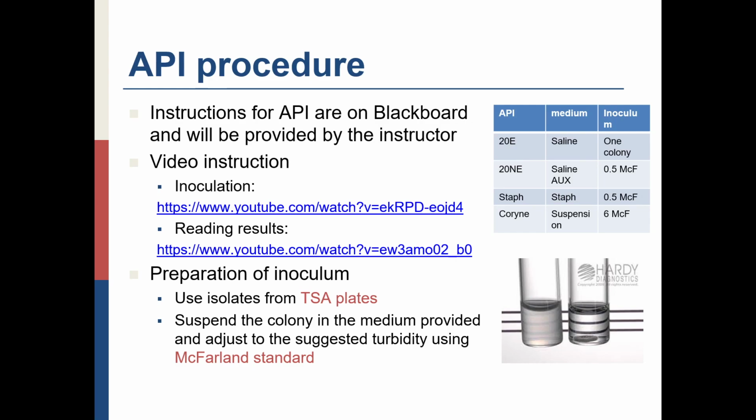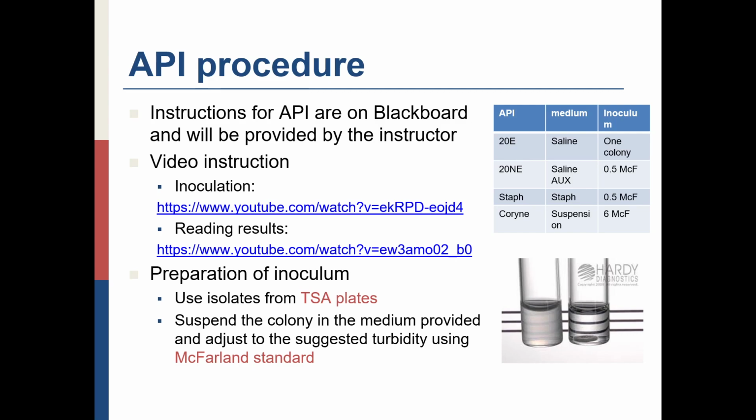So you know that you have one McFarland standard that has a number, and the higher the number, the more turbid the McFarland solution is. So then you compare that to the solution you make. You suspend your colony in the liquid, and then you want it to be the same amount of turbidity as the McFarland standard that you're comparing it to.